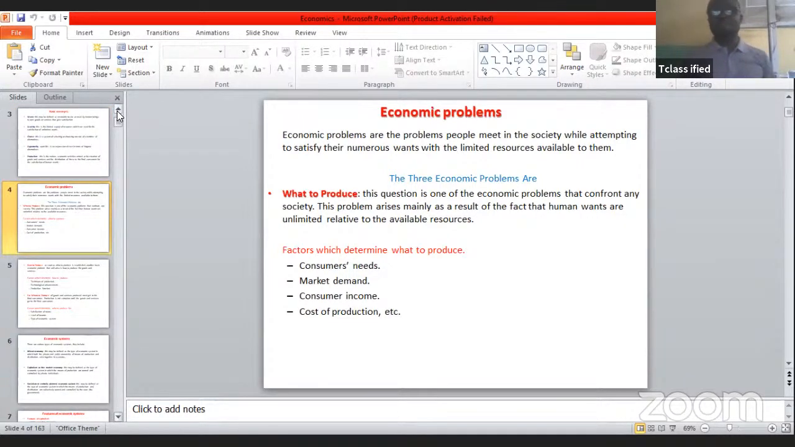So economic problems are those problems people meet in the society while attempting to satisfy their numerous wants with the limited resources available to them. So what are these economic problems? Number one is what to produce.